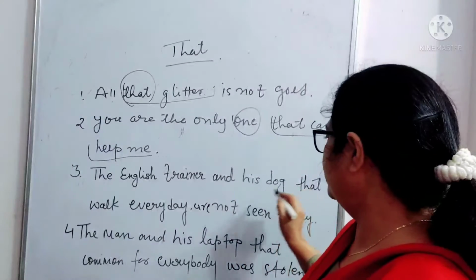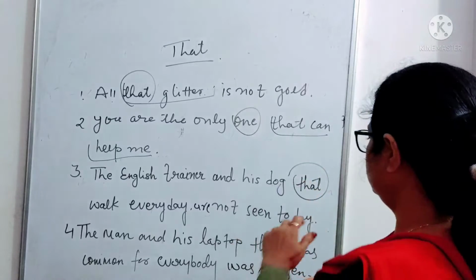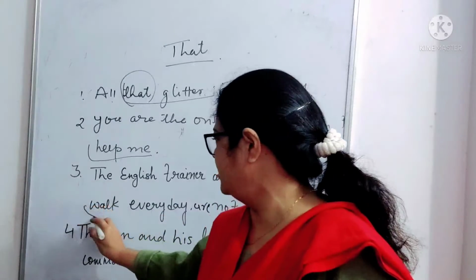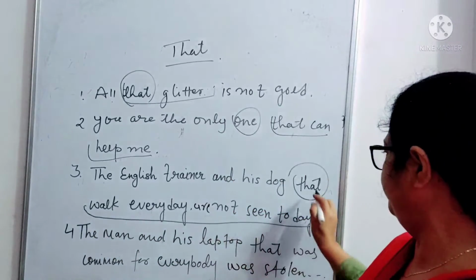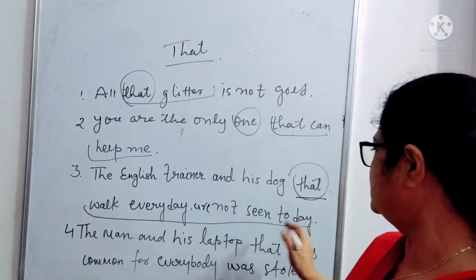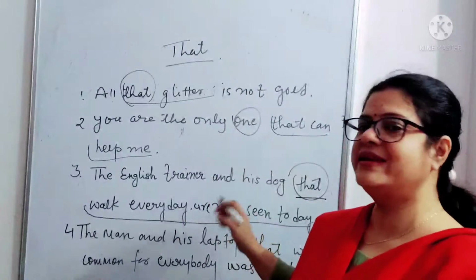Okay, so till here we have this relative pronoun, and this relative clause is starting with this relative pronoun. So that walk every day, that is used for both the English trainer and his dog.